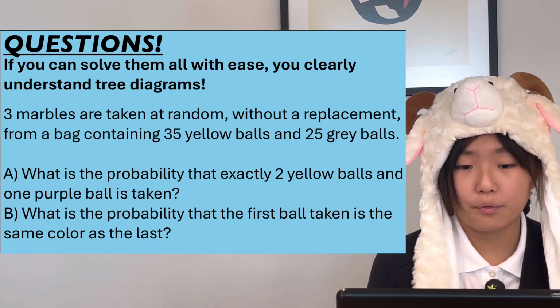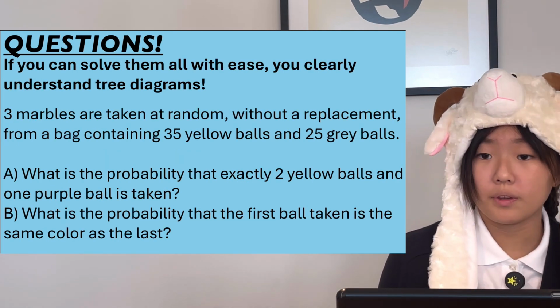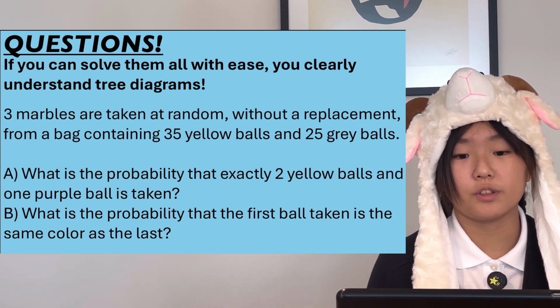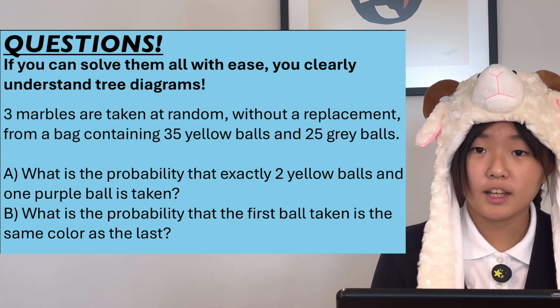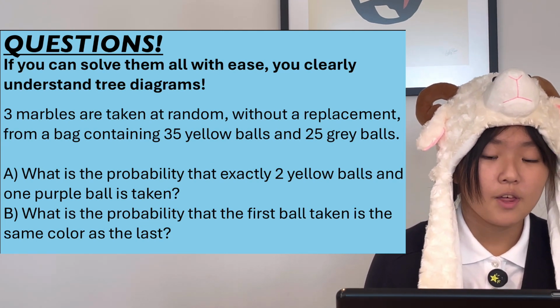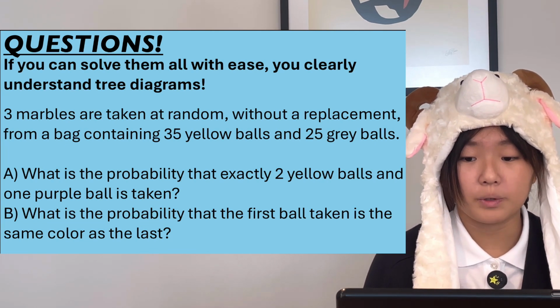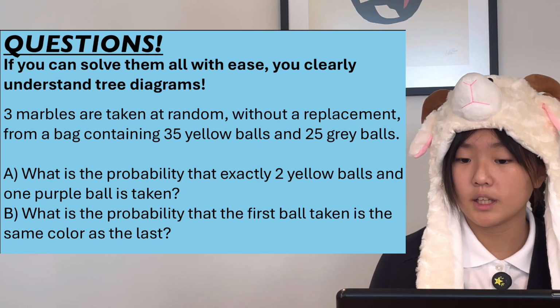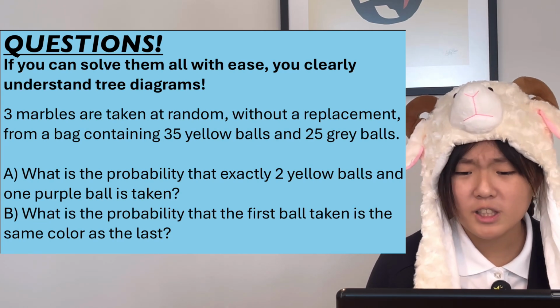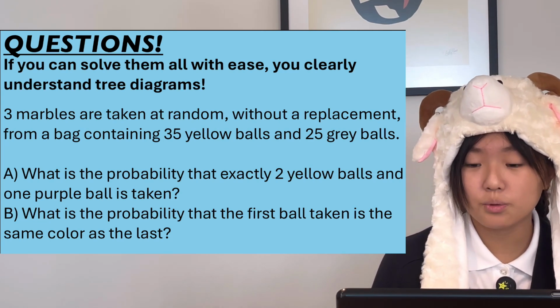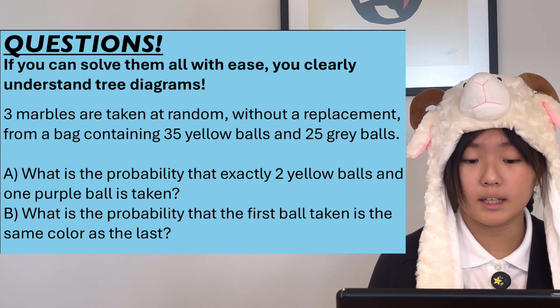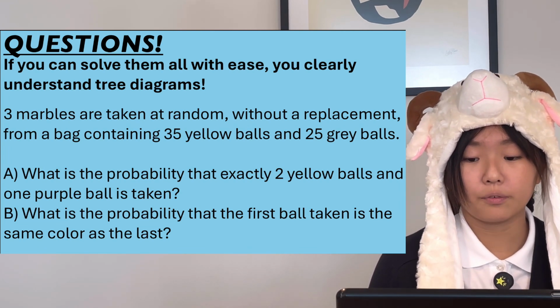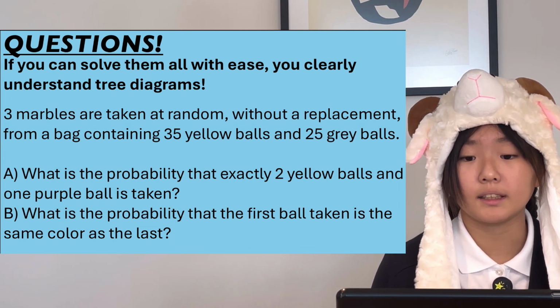I'll give you a few questions that if you can solve with ease, you clearly understand tree diagrams well. And you should challenge yourself with harder questions. 3 marbles are taken at random, without replacement, from a bag that contains 35 yellow balls and 25 gray balls. What is the probability that exactly 2 yellow balls and 1 gray ball is taken? What is the probability that the first ball taken is the same color as the last one?